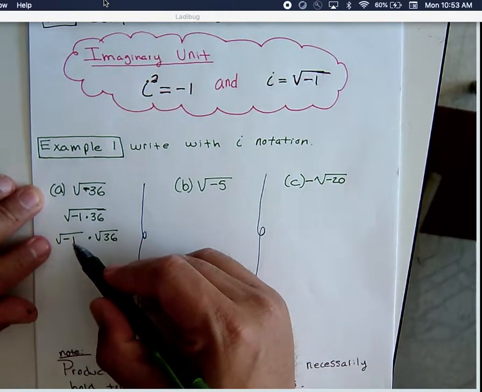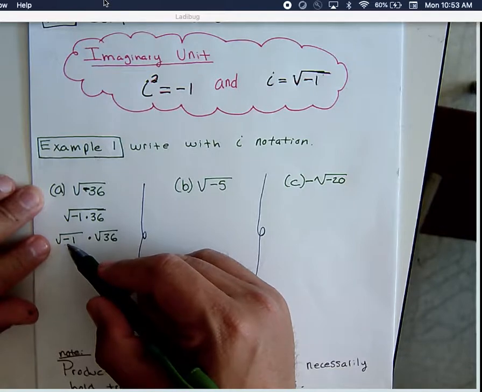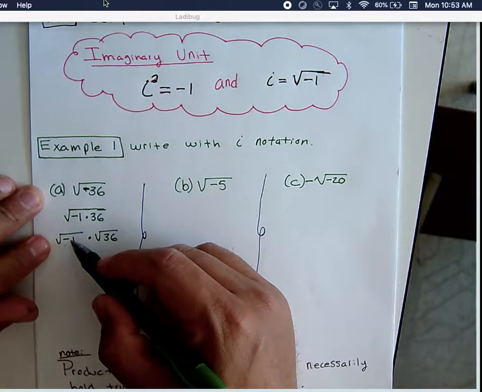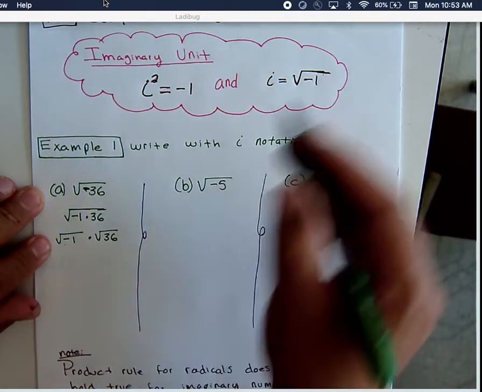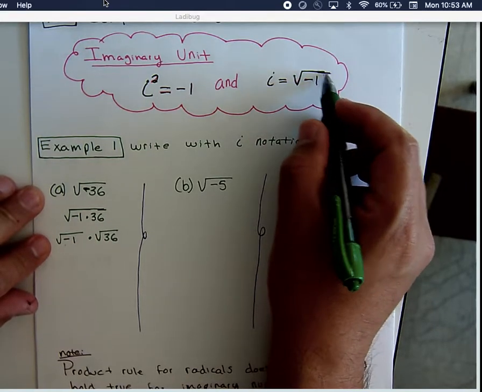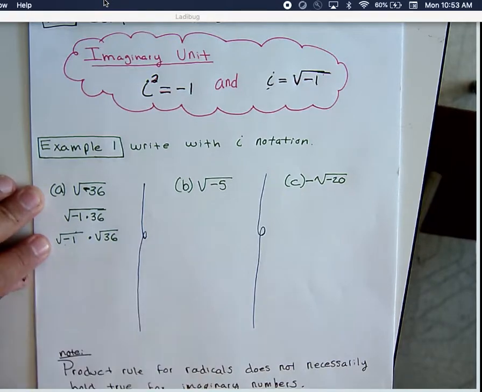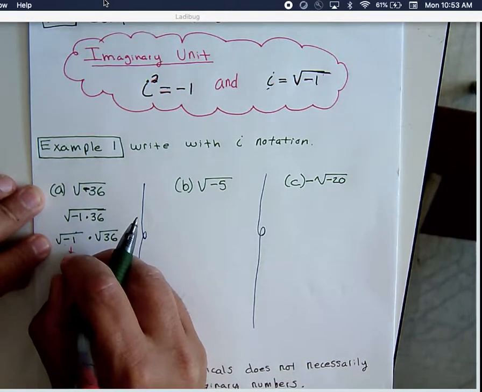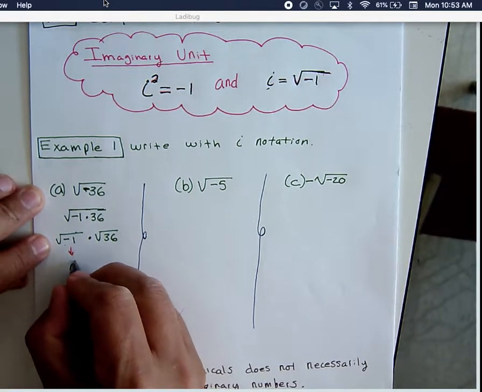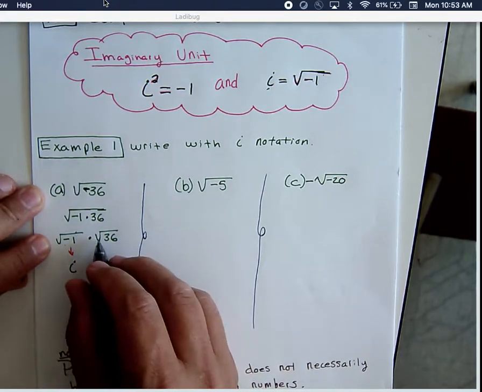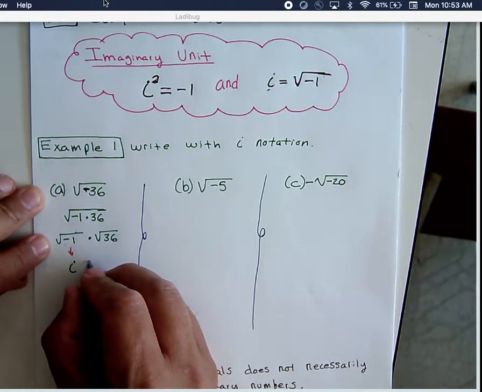So now we know that the square root of -1 is imaginary because we can't have negative numbers for a square root. But using this imaginary unit, we know it's i. So this whole part will become an i. And then the square root of 36, you guys know, is 6.